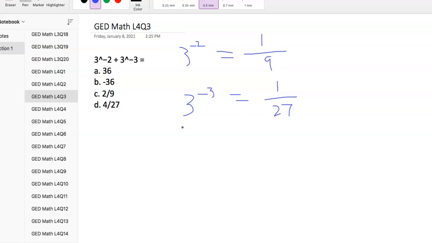Okay, so now if we're adding 1/9 plus 1 over 27, we need to get a common denominator, right? So 1 over 9 is the same as, if I just multiply it by 3 over 3, 3 over 27, right? And now I can add them together, plus 1 over 27.